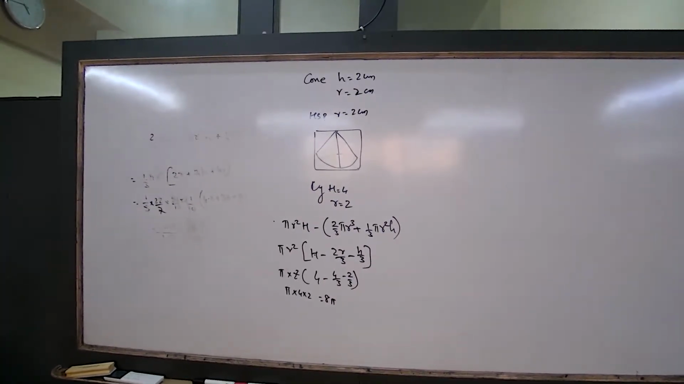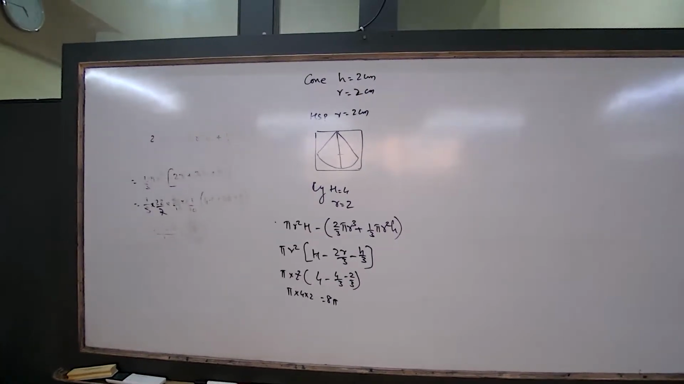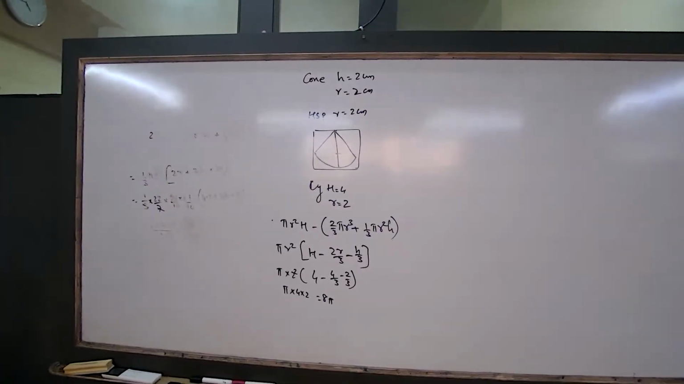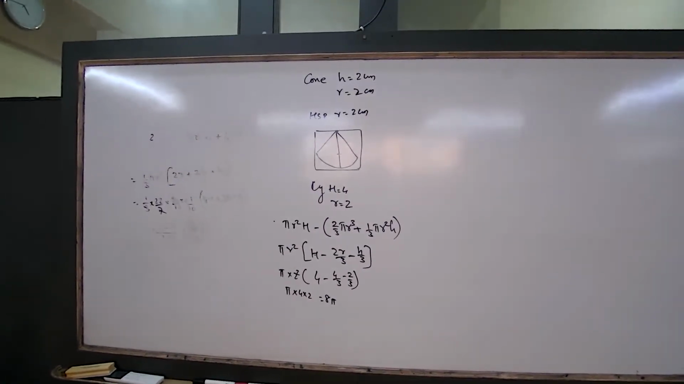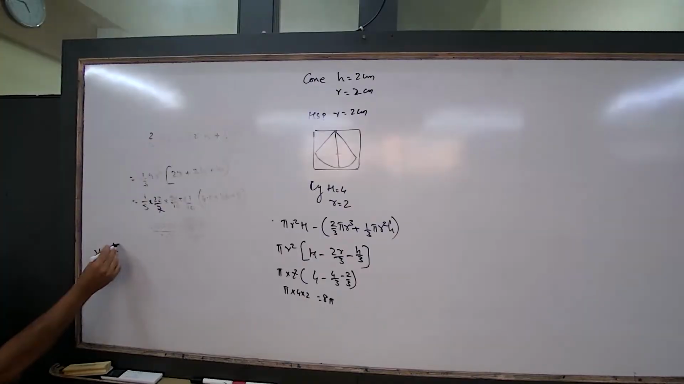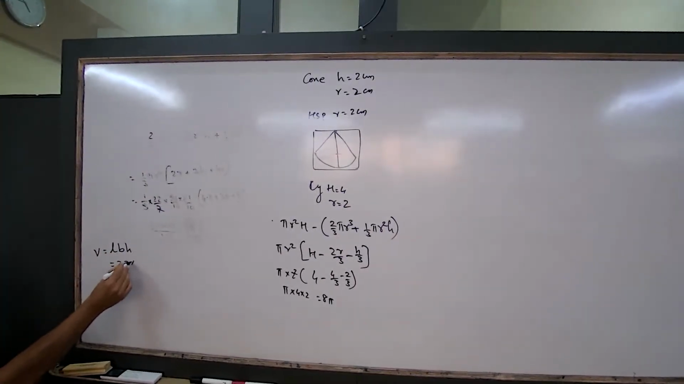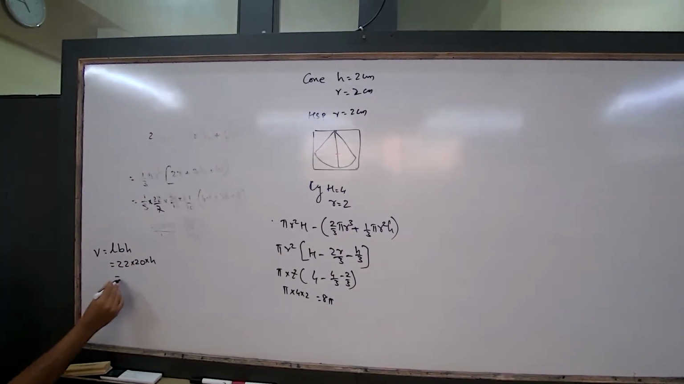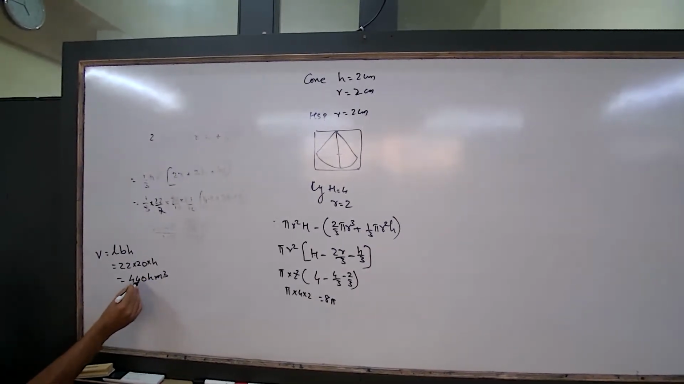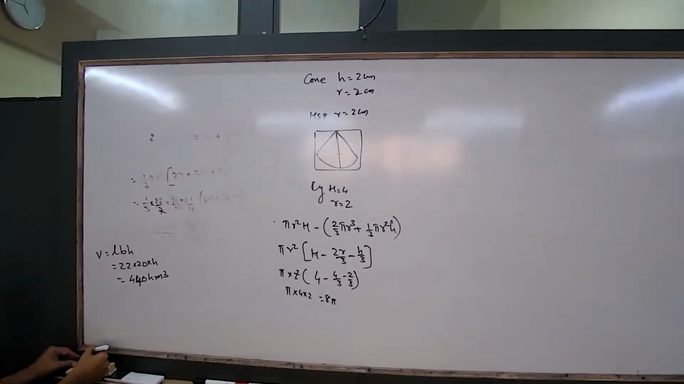L is equal to 22 meter. B is equal to 20 meter. For water collected on the roof, L is equal to 22 meter, B is equal to how many meter? 20 meter. H is equal to h. Volume of water collected is equal to LBH, which is equal to 22 into 20 into h. That is equal to 440h meter cube. This much water is collected on the roof. 440h. Are you followed, all of you?